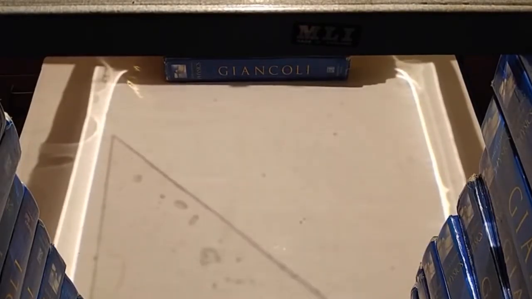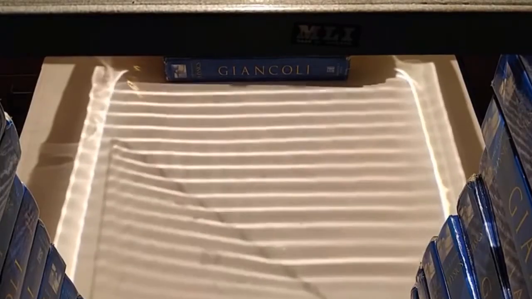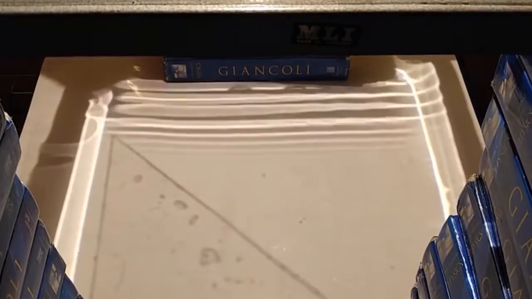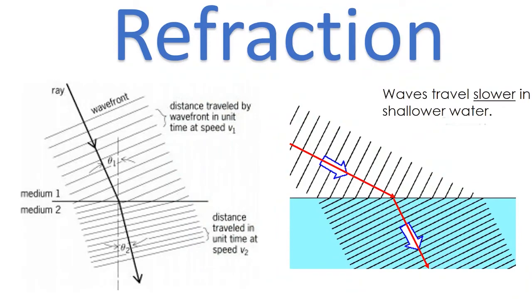Okay, so you can see the wavefront being bent as they travel over the shallower section. As the wavefront travels along, it doesn't change until it encounters the boundary. The wavefronts which have to travel further stay the same for longer, whereas the wavefronts that hit the boundary first change direction earlier.